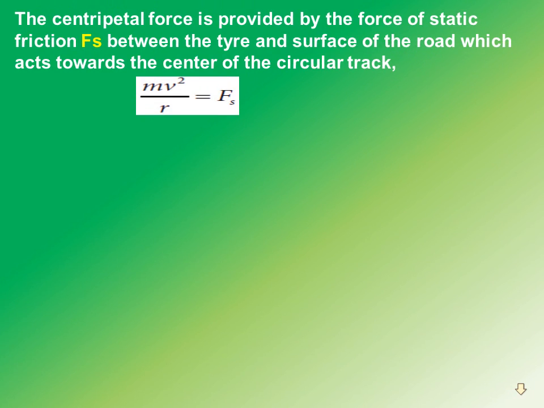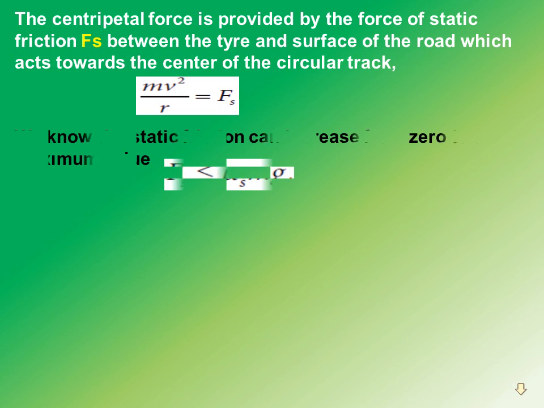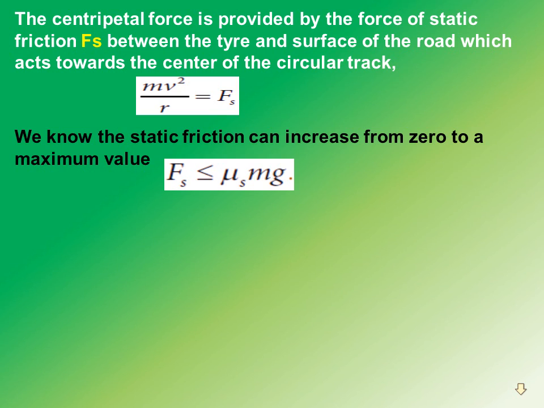The centripetal force is provided by the force of static friction, which is Fs, between the tire and the surface of the road, which acts towards the center of the circular track. So mv square by r is equal to Fs. We know that static friction can increase from 0 to a maximum value, that is Fs is less than or equal to mu s into mg.